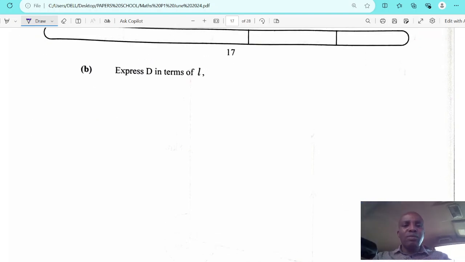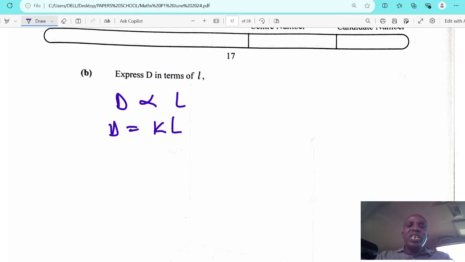Express D in terms of L. Right? Distance follows a direct relationship with L. So distance, introduce an equal sign and a constant, times L. That's with all variations, whether direct, inverse, joint or partial variation. It's still the same thing. Introduce an equal sign and a constant. In this case, I've used K as my constant.